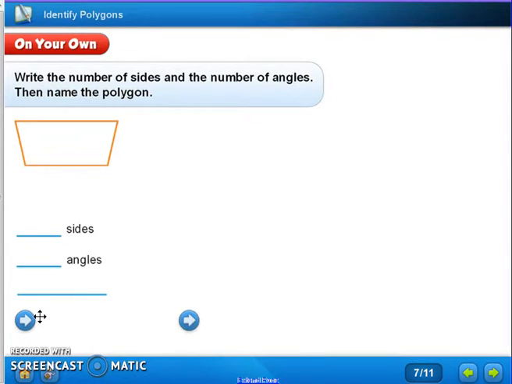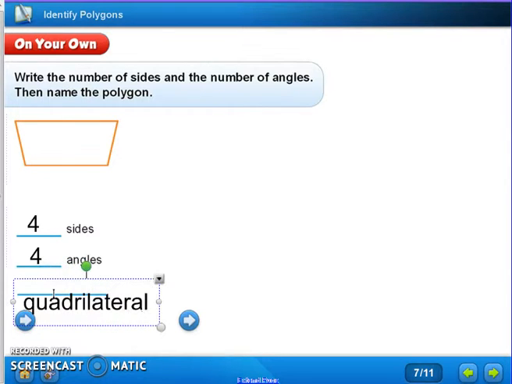Okay. Write down how many sides, how many angles. See if you can name it. So you're right. There's 4 sides. We know if there's 4 sides, there's 4 angles. And if there's 4 sides of 4 angles, what do we call that? Excellent. It's a quadrilateral. Fantastic.